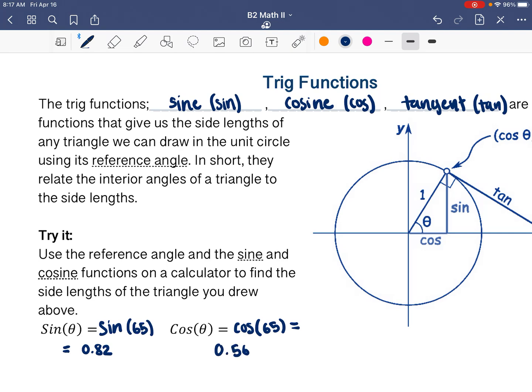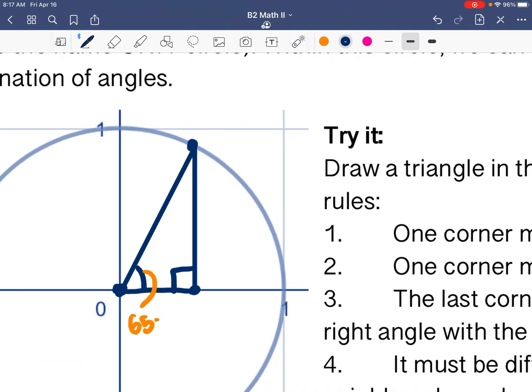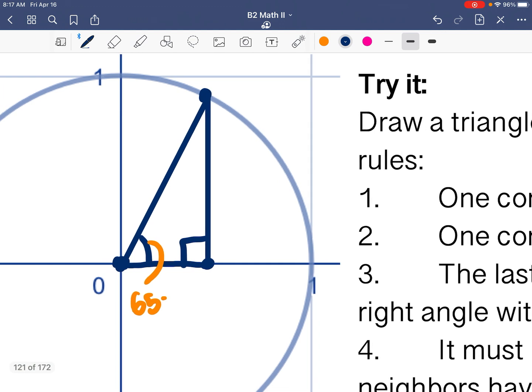So let's just talk for a second about why these side lengths make sense for my triangle. Remember that the hypotenuse of a right triangle is always the longest, and we know that that's 1. So that means that the other two side lengths need to be less than 1, which is a good thing because we did get 2 side lengths less than 1. And then we got 0.82 for this side and 0.56 for that side, which visually makes sense too because this side length looks longer than the bottom one. So it's always good to double check that your answers make sense.